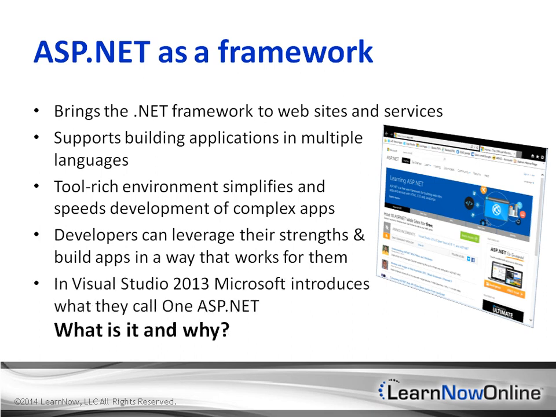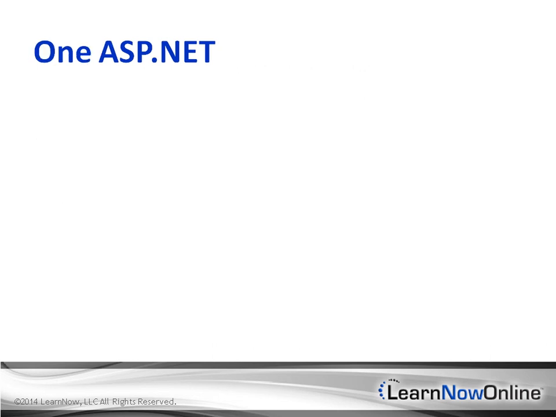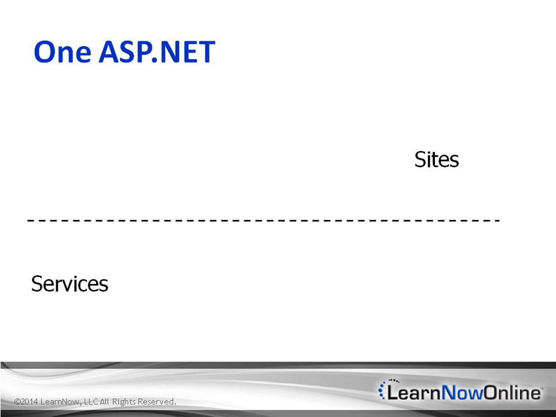And finally, Visual Studio 2013 includes what they call One ASP.NET. And really, I want to explore what it is and why they are talking about this thing called One ASP.NET. One ASP.NET is really talking about the different types of tools and implementation technologies available to the developer. And really, you have two areas. You have how you build sites, and you have ways that you work with services.